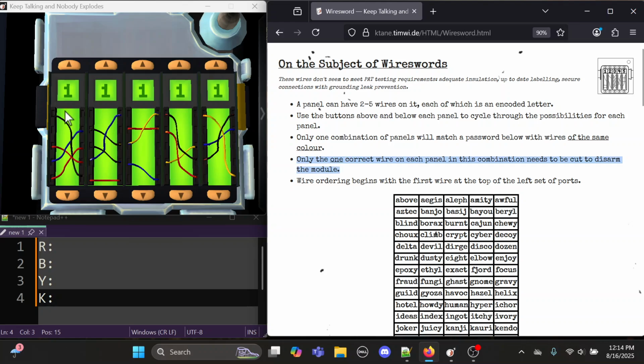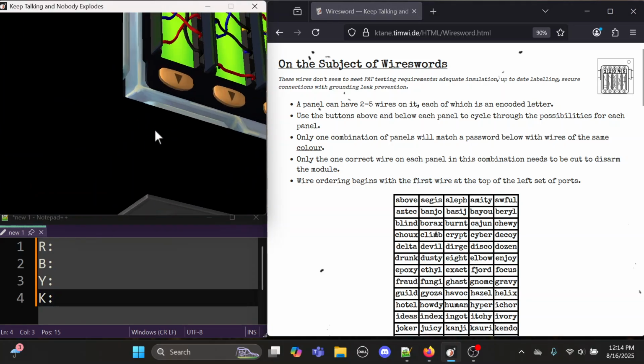There's only going to be 1 correct one, so we have to cut 5 of them, but we need to set it up to the correct panel first. And it's important to note also that wire ordering, for the relevant rules, begins with the first wire at the top left of the set of ports.